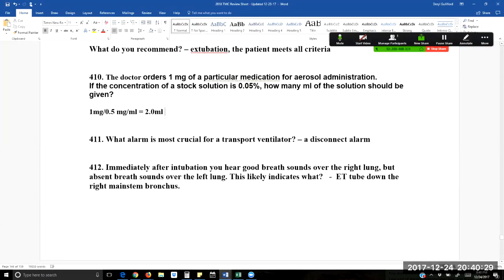Immediately after intubation, you hear good sounds over the right, but absent breath sounds over the left. What does that indicate? Well, some questions on this test seem to be pretty darn obvious. This is the tube down the right main stem. And yeah, you're going to have questions like that. You think, wow, it can't be that easy, but this time it really is. It's just the tube down the right main stem.